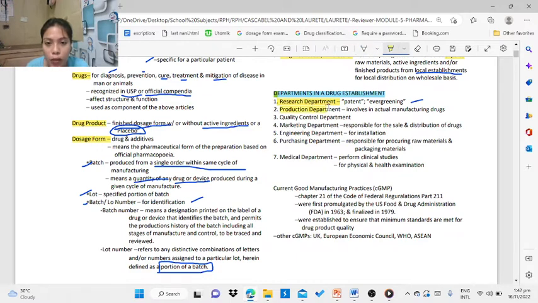When we say production department, it involves actual manufacturing. The QC department, quality control, will be the one to check the product during processing. And next is marketing, responsible for the sale and distribution. Engineering department for installation. Purchasing, responsible for procuring raw materials, they are responsible for buying the materials. Medical department performs clinical studies and health.